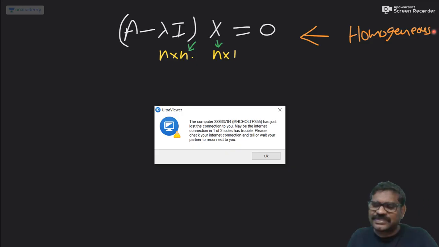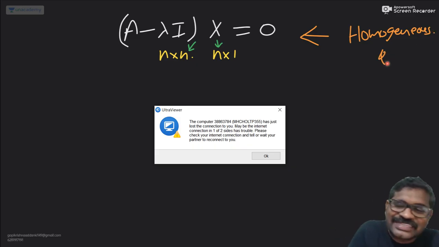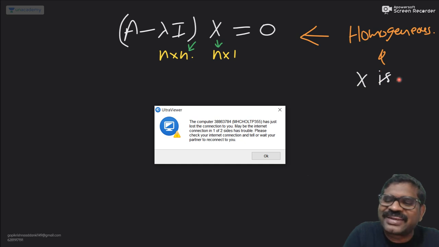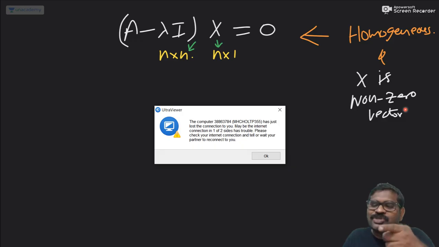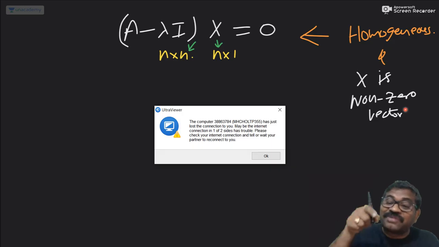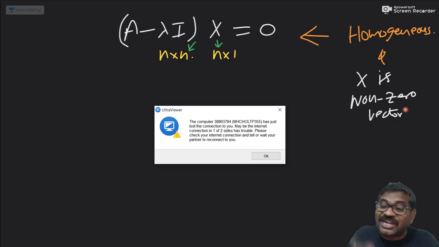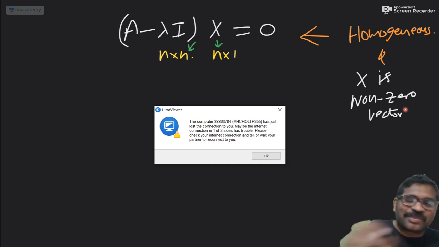Homogeneous system. Here, the system is homogeneous and x is a non-zero vector. X is a non-zero vector means it gives a non-trivial solution. In a homogeneous system, x being a non-zero vector means the system compulsorily possesses a non-trivial solution. If the system possesses a non-trivial solution, 100% the determinant value of your matrix must be equal to 0. Determinant must be equal to 0.